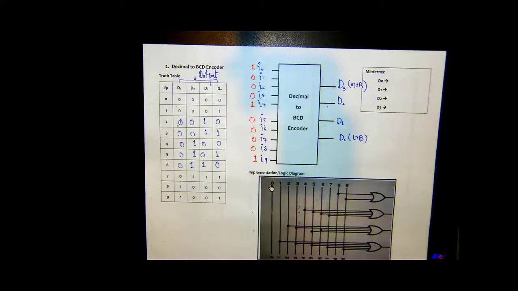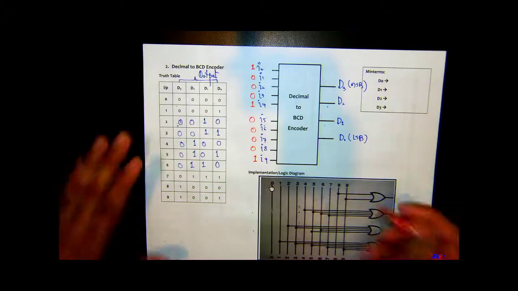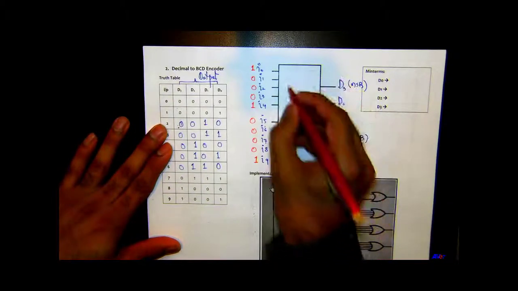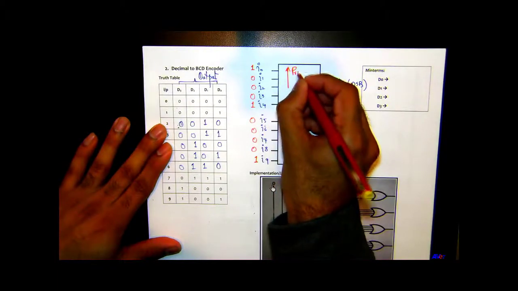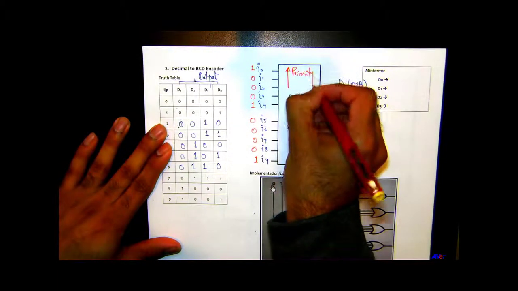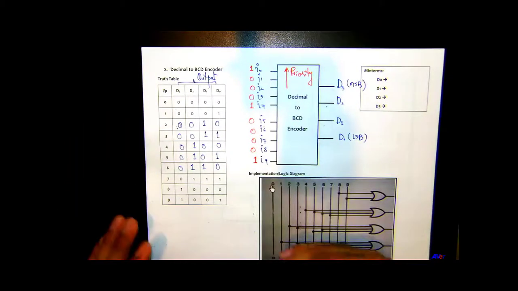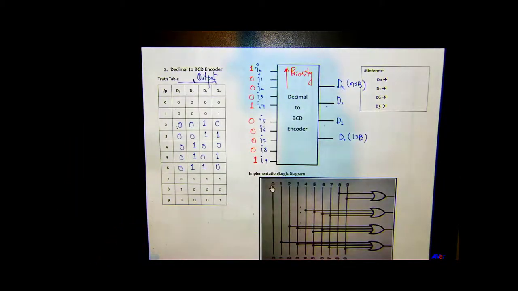Which one will be on? D2. How did you come up with that? But I didn't mention what the priority is yet, right? So you can't really answer this question unless you know the priority. So I'll just go the other way. If I set the priority like this, from bottom to top, that's your priority. So what should be the output here now?